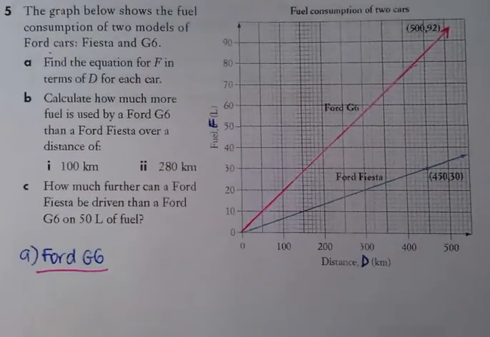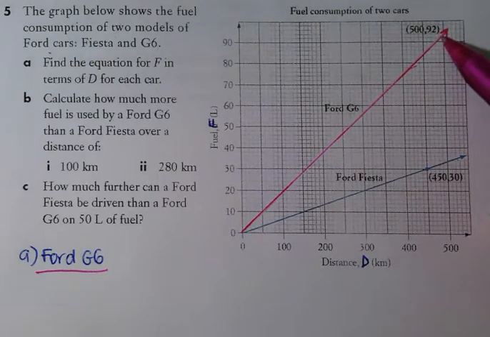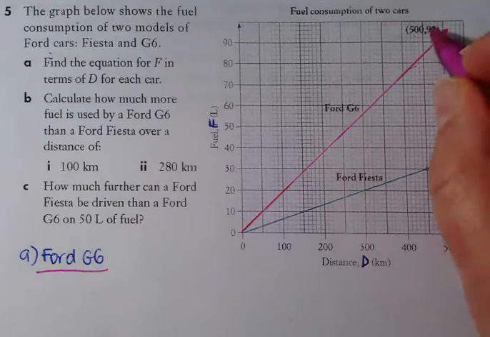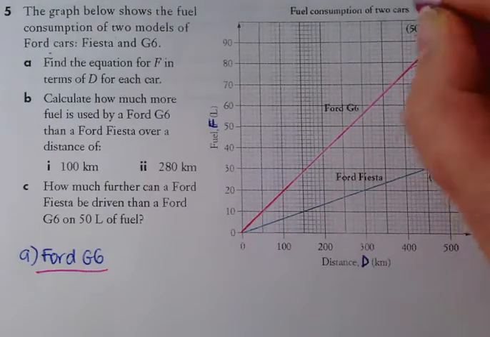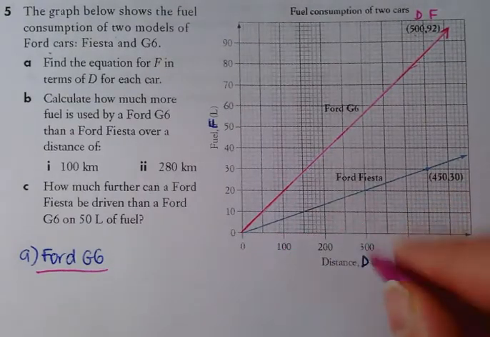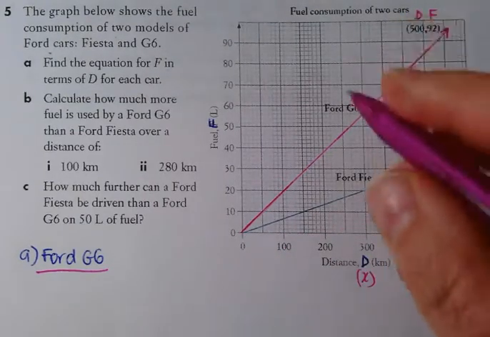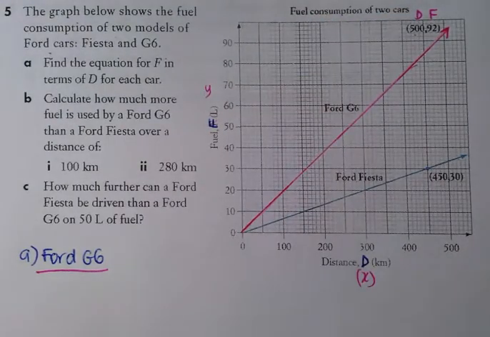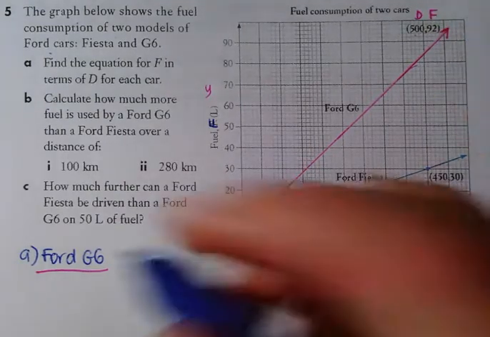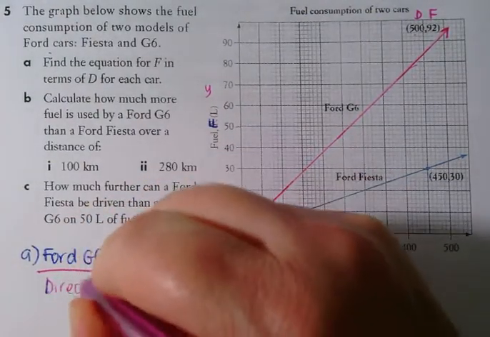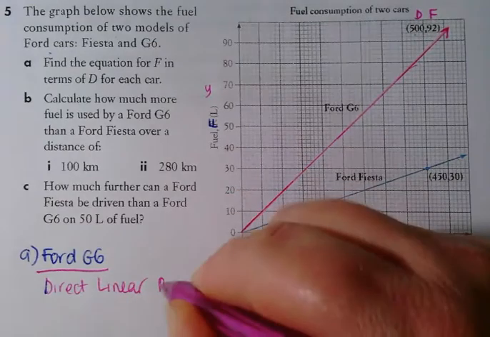Okay, now we've got some values on our graph, 592. So that is your X and your Y value. Instead of X and Y, that is your D and your F value. So remember, instead of X-axis, we've got D, and instead of Y-axis, we've got F. So 592, D is 500, F is 92. So it is a linear relationship. It's a direct linear proportion.